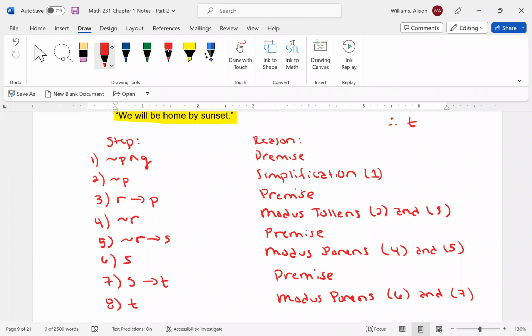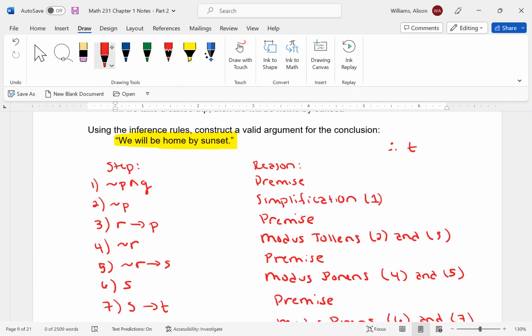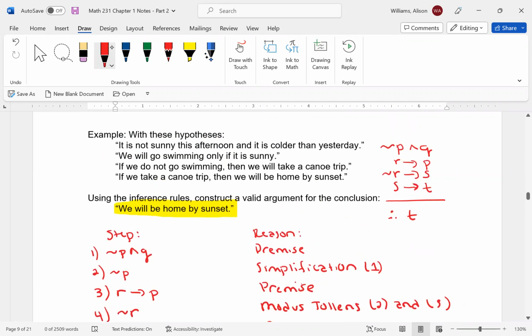I apologize for the confusion up there. I felt like it was subjective in the wording, but now I'm understanding. They wanted you to read it as, we are going swimming, which is implying that it's sunny outside. Okay, so I just wanted to make sure that that was correct before we moved on.